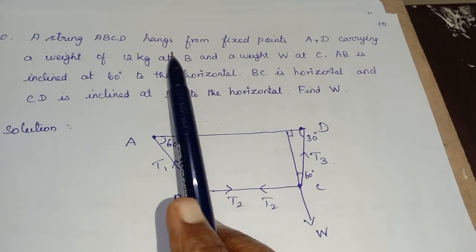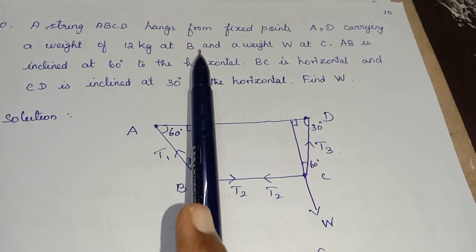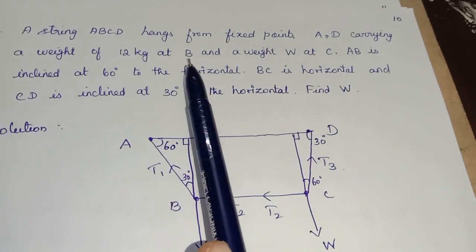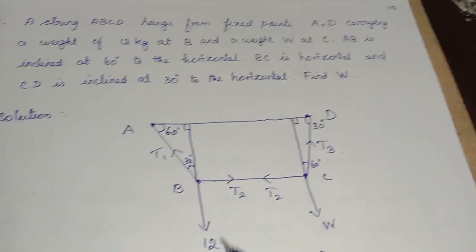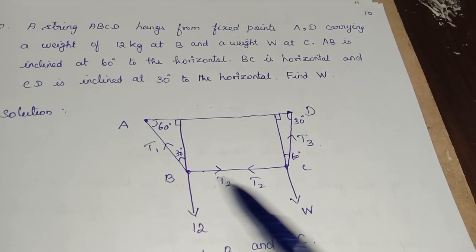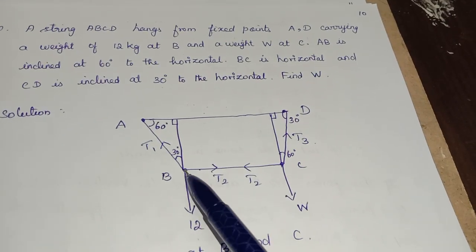A string ABCD hangs from fixed points A and D carrying a weight of 12 kg at B. So ABCD is a string. At the point B, I am hanging a weight of how much weight? 12 kg. Okay, and a weight W at C. At C, I am hanging a weight. So this is my string ABCD. Since at B and C, I am hanging a weight, it is coming down.